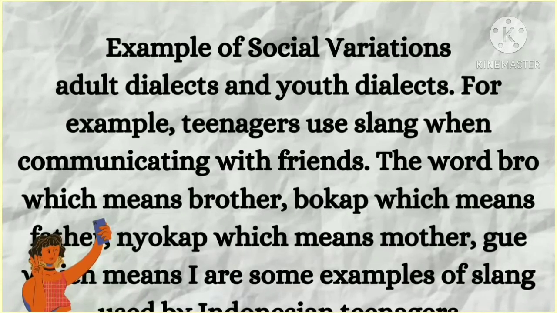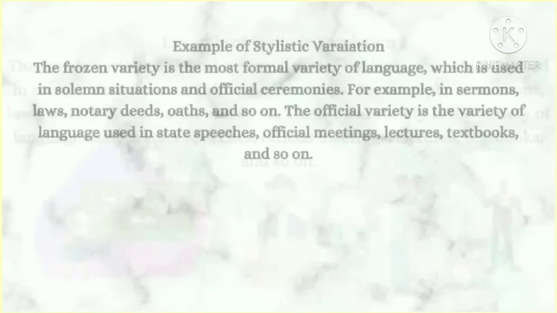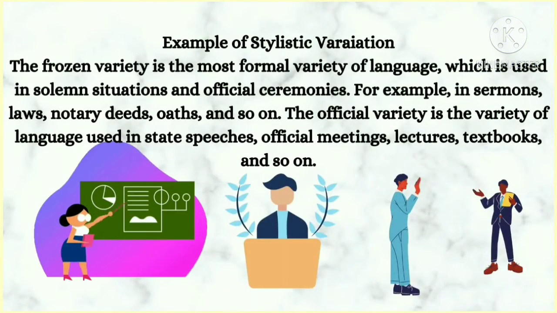And this is the example of social variations, such as adult dialects and youth dialects. For example, teenagers use slang when communicating with friends. The word bro, which means brother, bokap, which means father, nyokap, which means mother, and gue, which means I, are some examples of slang used by Indonesian teenagers.